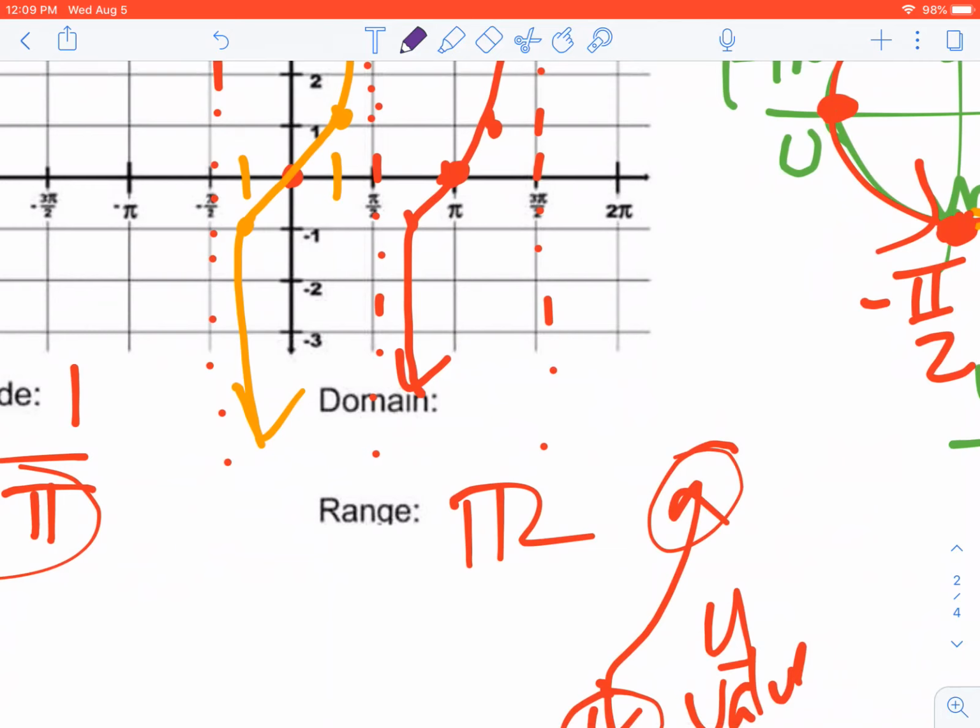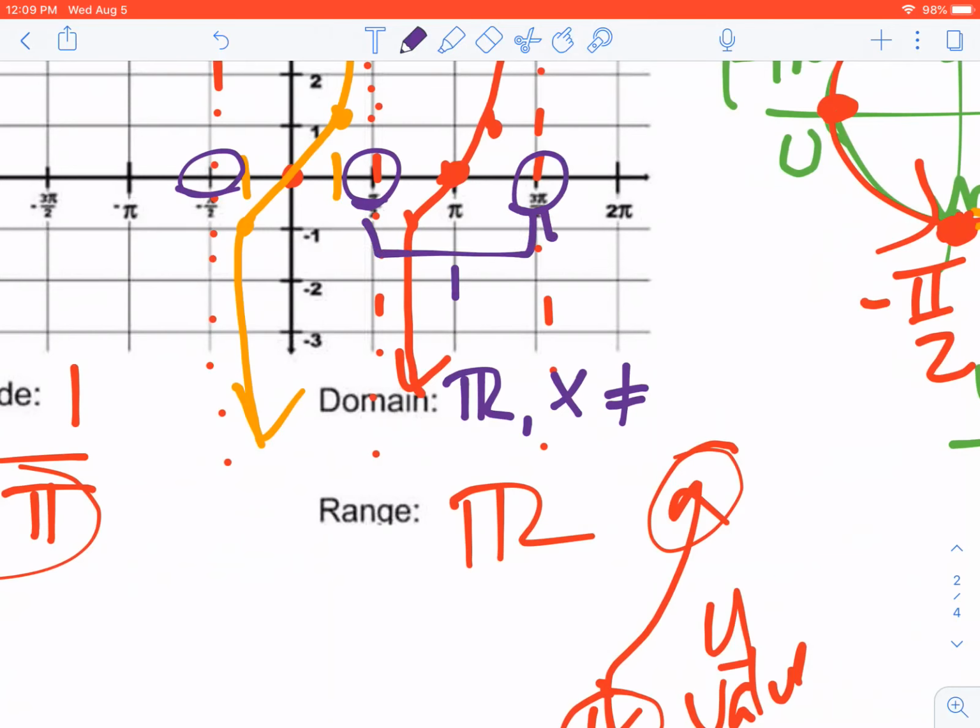When I have my domain, I have all real numbers. All right, what can't x be? X can't be negative pi over 2, pi over 2, 3 pi over 2, and think about what the distance is between those. The distance is at every pi radian. After pi over 2 or 3 pi over 2, we have an asymptote. So this is how I choose to write it. Pick an asymptote. I tend to pick the first positive one. You don't have to. It's pi over 2.